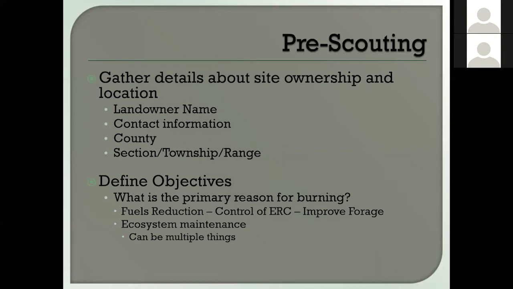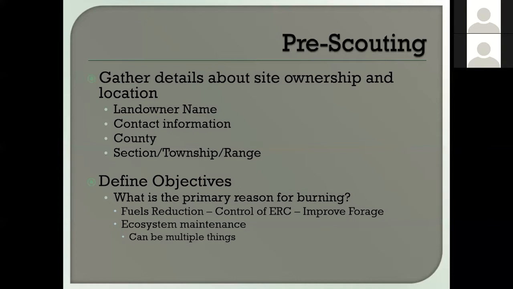And then, of course, you want to define your objective. Like, what is your primary reason for burning? A lot of times it can be as simple as ecosystem maintenance, or it could be even beyond that, where you could talk about wildland fuels reduction, control of eastern red cedar, improving forage. It can be multiple things, but you don't need to get overly specific on your objectives if you don't want to. And it can be multiple things, for that reason.